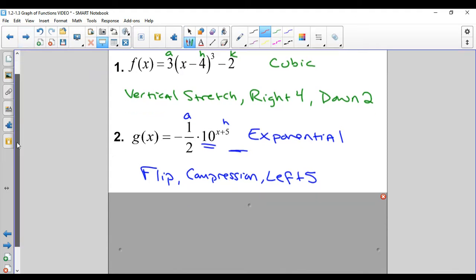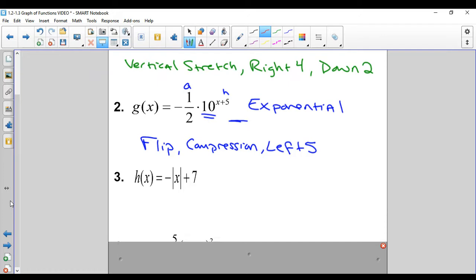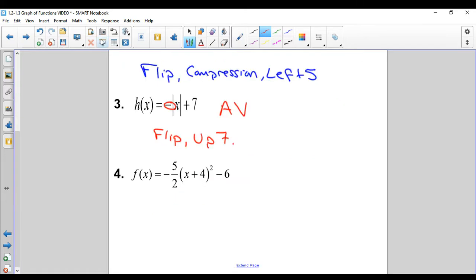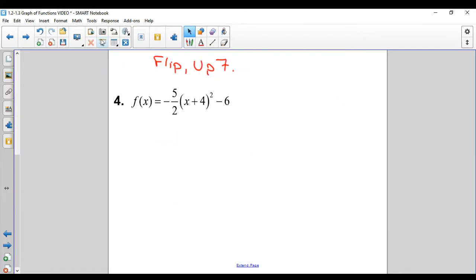Next one. We got 2 more on this slide, and we're going to look at some graphs. We have an absolute value function, hence the absolute value bars. We have a flip again, no stretch or compression on this one. We're moving up 7. That's it. That's all we got. Left and right needs to be inside something. So it would have had to have been inside the absolute value bars.